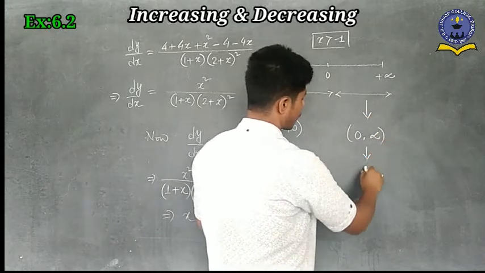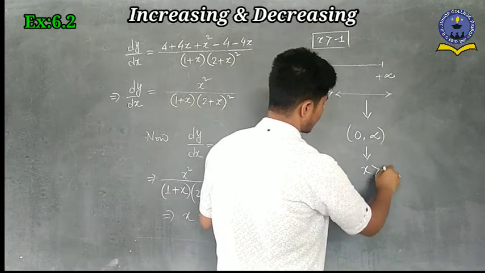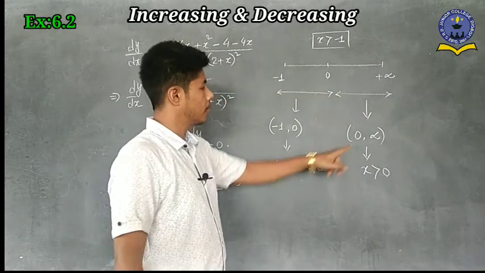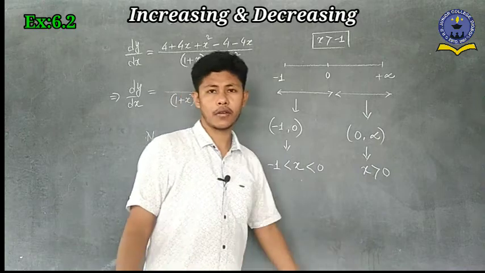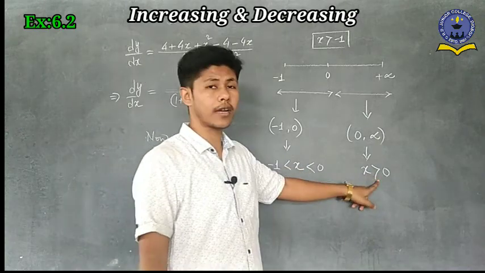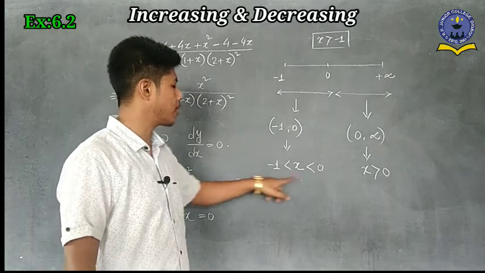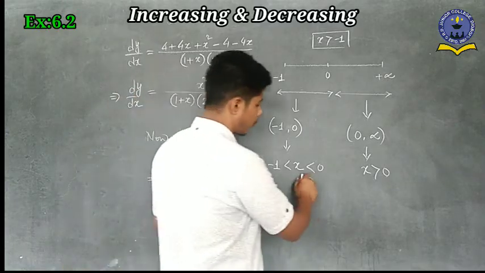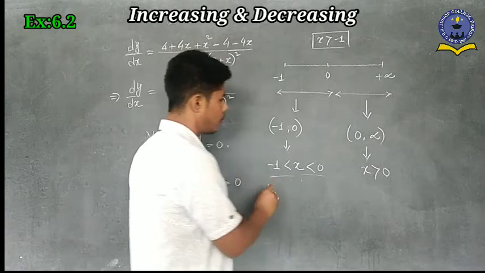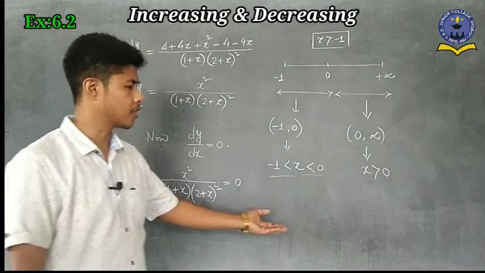And now in this case what we write, the value of x is greater than 0. 0 to infinity means what? Easily we can write the value of x is greater than 0. And in this case, the value of x lies between minus 1 and 0. Now with the help of these two conditions, we have to prove whether it is increasing or decreasing.